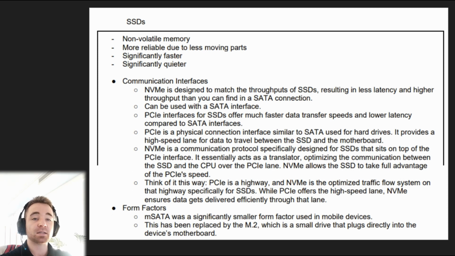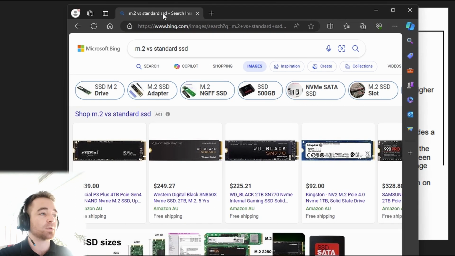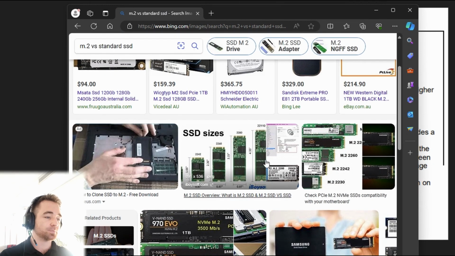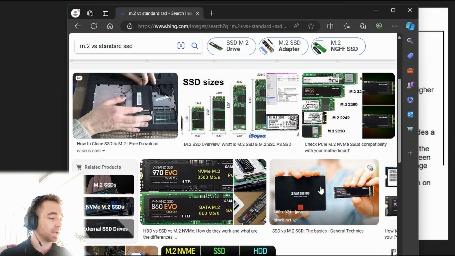Okay, so basically, I'm just going to quickly pull up a photo of it, actually. Sorry, guys, I thought I had one in there, but it turns out I didn't. So the M.2 drive is... Here we go. I think this will be good enough.